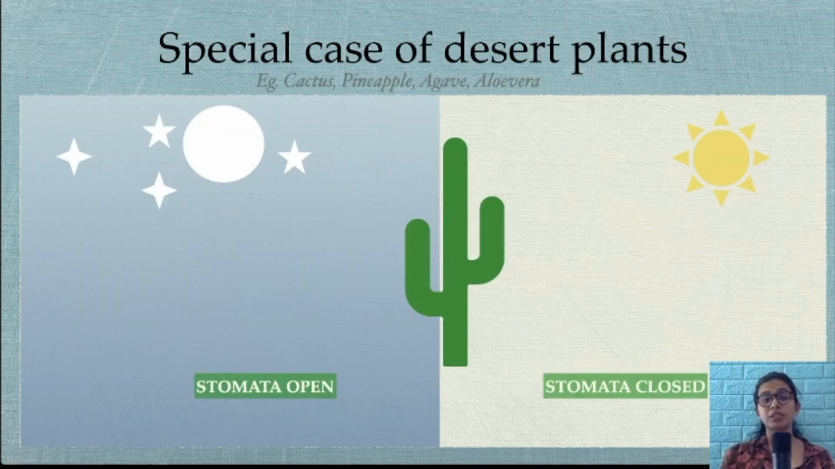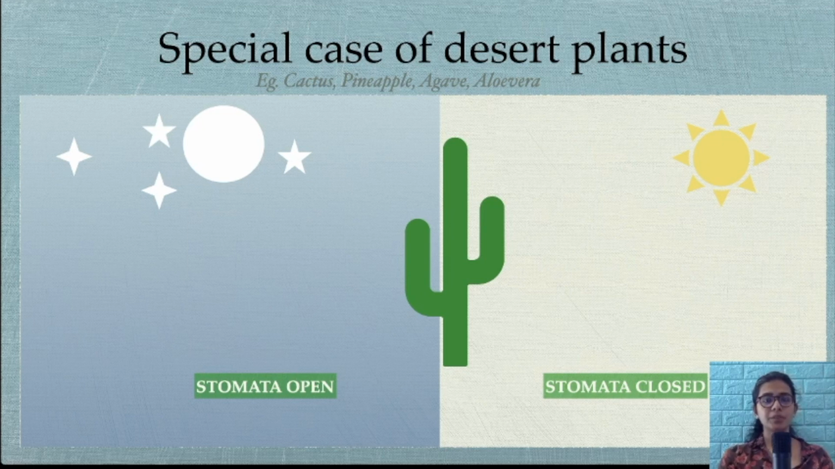Now let's take the special case of desert plants, right? So desert plants, as in not just cactus, you can have some other common examples as well, like pineapple, agave, aloe vera. So all these are desert plants, okay? Most plants keep their stomata open during the day so that they can take in carbon dioxide easily and in the presence of sunlight, they can carry out photosynthesis, right? Now, desert plants can't afford to do that because the function of stomata is not just gaseous exchange, but also it plays a role in transpiration, that is the loss of water.